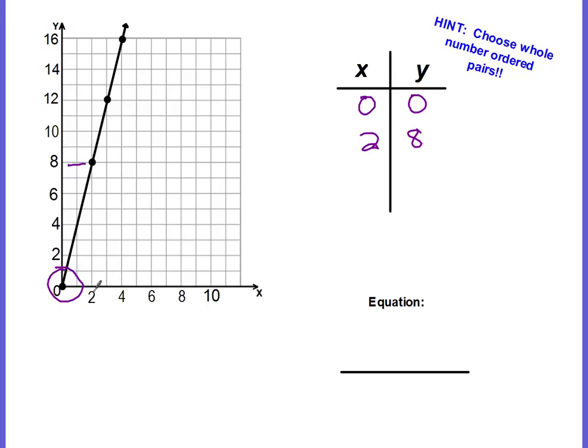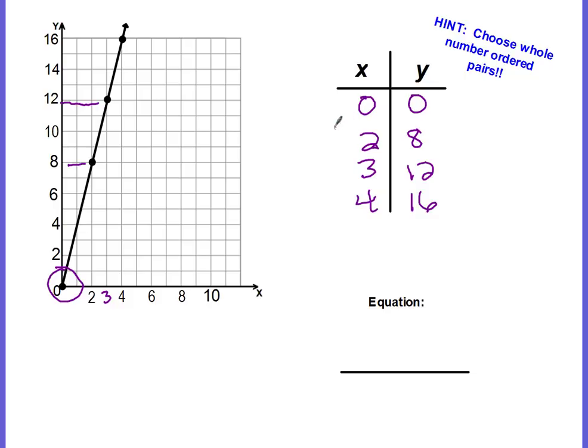Okay. Then you'll notice there's a line between 2 and 4 that represents 3. So we're at 3, 12. So 3 is the X, 12 is the Y. And our last one, if we go all the way down to the X, we're at 4, and the Y is 16. So 4, 16. So these are some points that are already graphed on our linear graph.